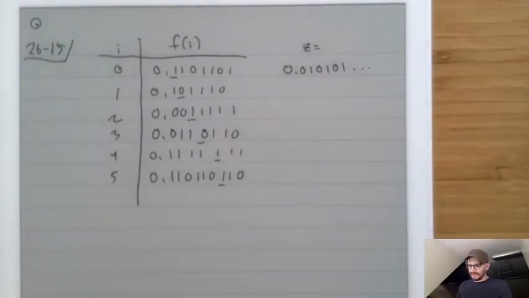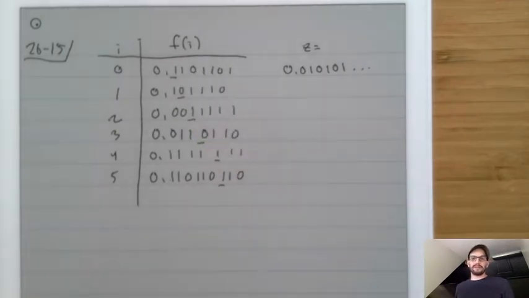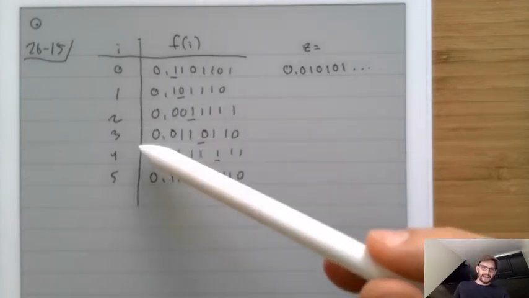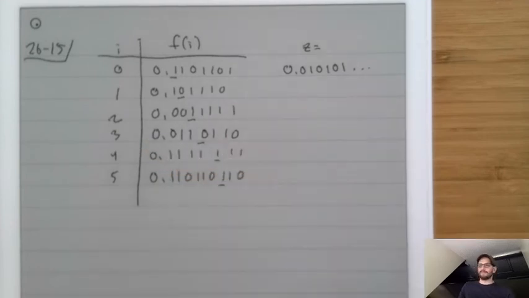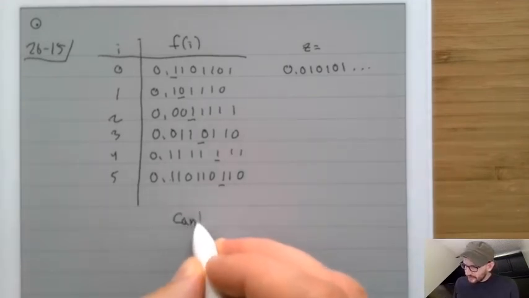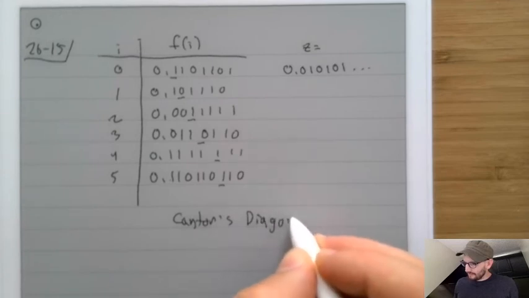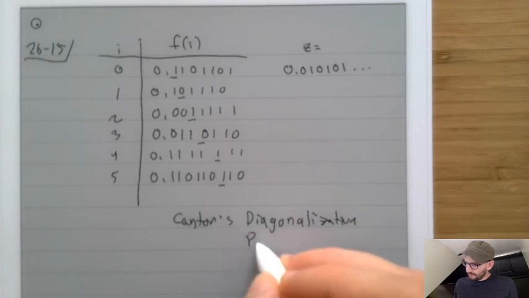And that number ain't in this table. And it ain't in the table because it is different than every other number in at least one spot. Namely, it's different in the ith digit. The ith number is different from it in the ith spot, and that is guaranteed, because this number is defined as being different from that one. This is called Cantor's diagonalization proof.